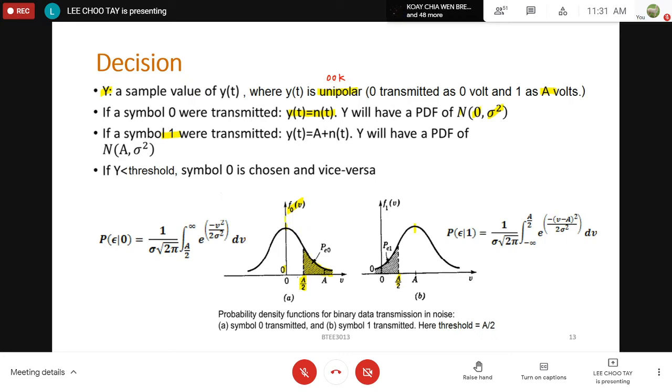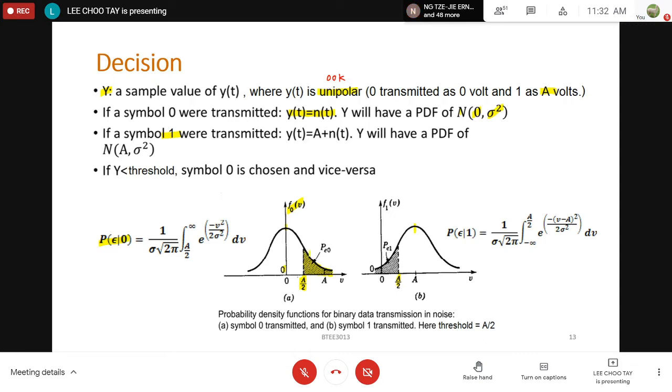So the probability of error with the 0 bit being sent is now given by this equation. We express it in the probability density function, so now it's the area under the curve. We integrate the equation for this Gaussian distribution curve, and take the limit from A over 2 to infinity. So this is where the error is. This gives you the area, for bit 0 being sent.